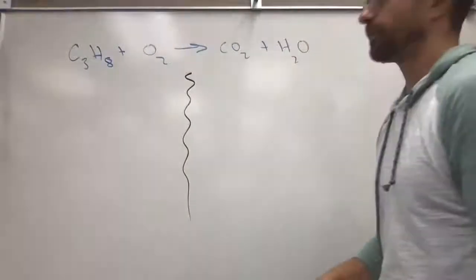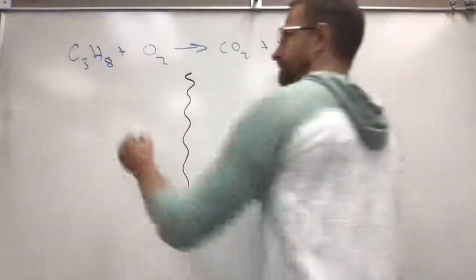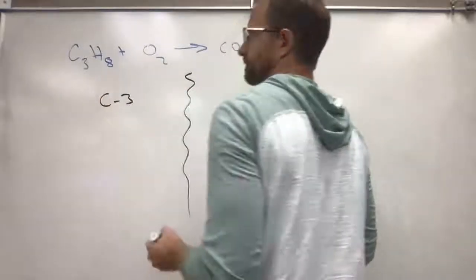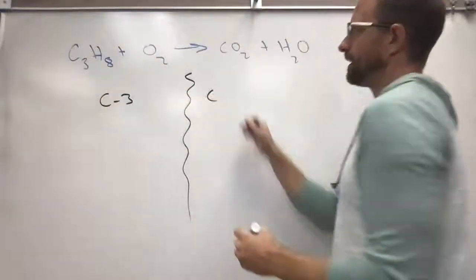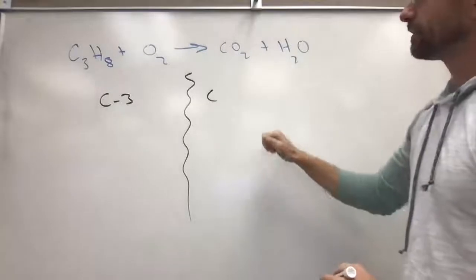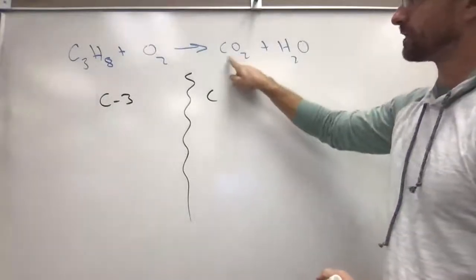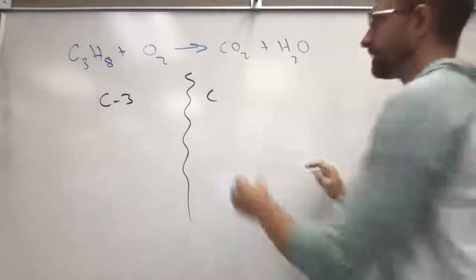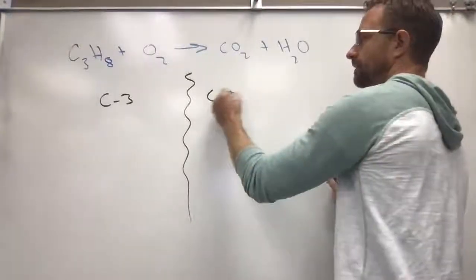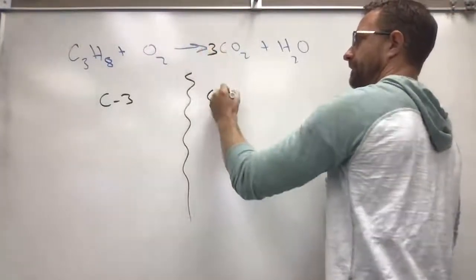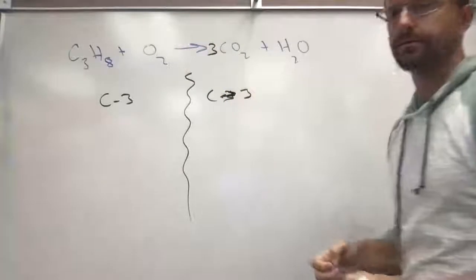I'm not going to start with hydrogen and oxygen. I'm going to start with carbon. That's the only other element. There are 3 carbons on my reactant side. On my product side, I have 1. This 2 only goes to the oxygen. I have 1 carbon here. I want 3. So I'm going to put a 3 right there. That gives me 3 carbons.